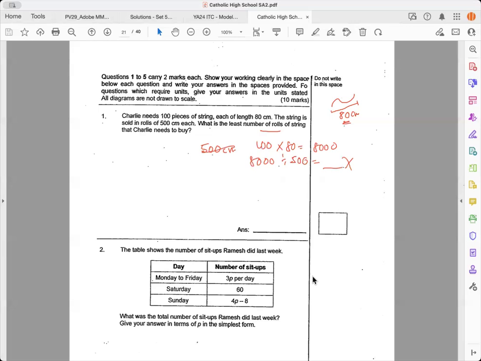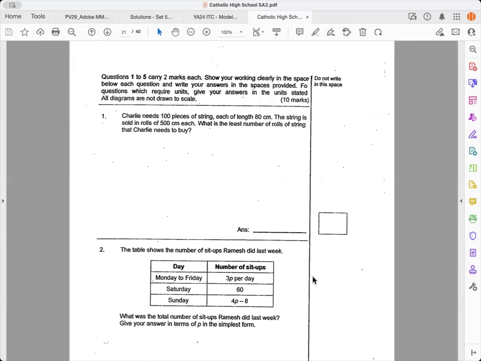If you do this, what you are saying is that these rolls of strings are actually connected, so whatever is left over can be used to patch up with the leftover of another roll to make an 80 centimeter string. But in reality, whatever is left over in the roll cannot be used, right?